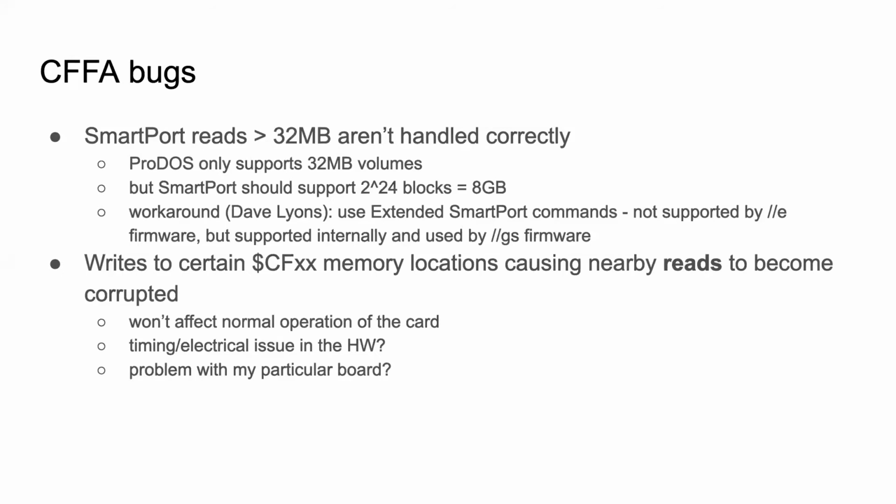I ran into a couple of interesting bugs in the CFFA firmware while I was working on this. Neither of them are going to affect the usual operation of the CFFA. It's just because I'm doing crazy things with it that I tripped over them. One of them is that it turns out that reading, at least on the Apple IIe firmware, reading beyond 32 megabytes doesn't work right. And this isn't ordinarily a problem because ProDOS doesn't support larger than 32 megabyte volumes. But in theory, SmartPort should let me read up to 8 gigabytes. And so Dave Lyons, who wrote the firmware, suggested a workaround, which is to dispatch to the underlying hardware the extended SmartPort commands that the 2GS firmware would use, even though the 2E firmware doesn't support them.